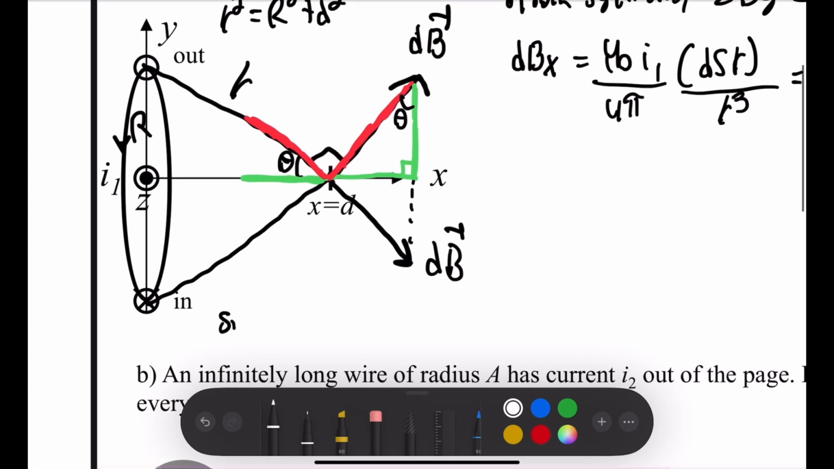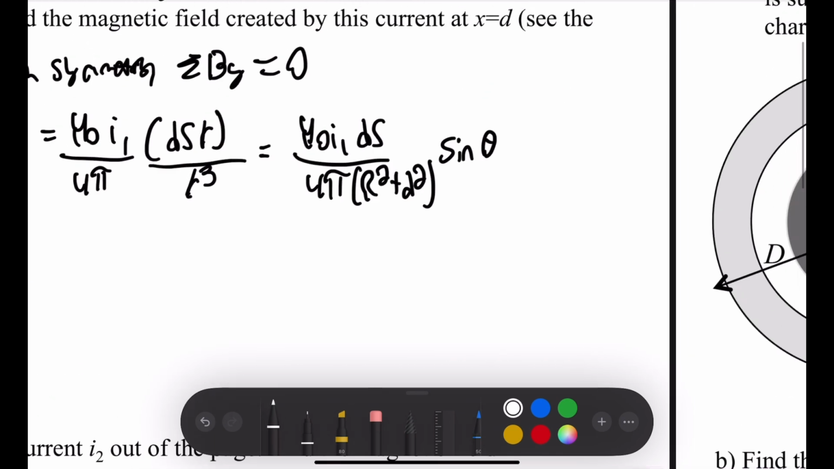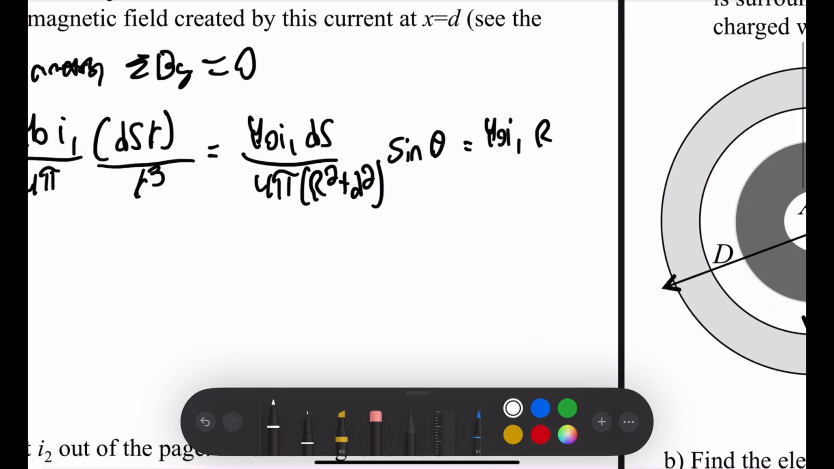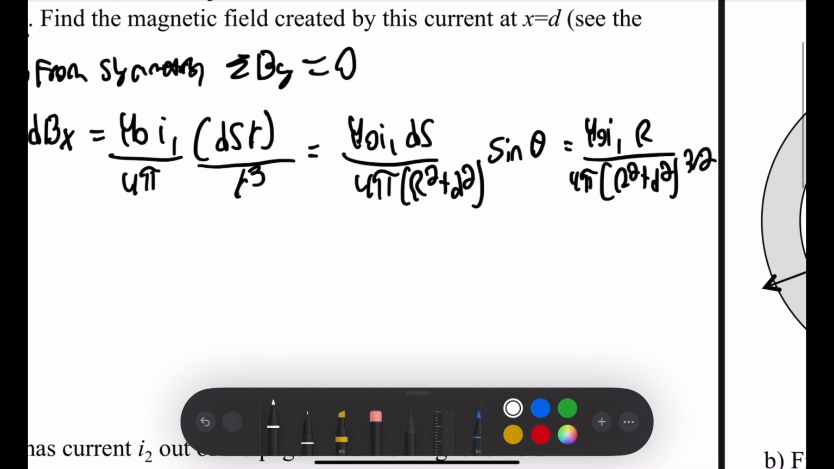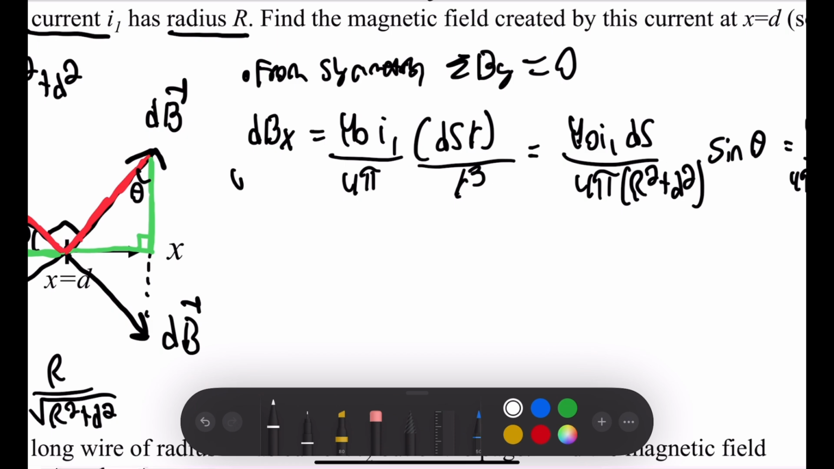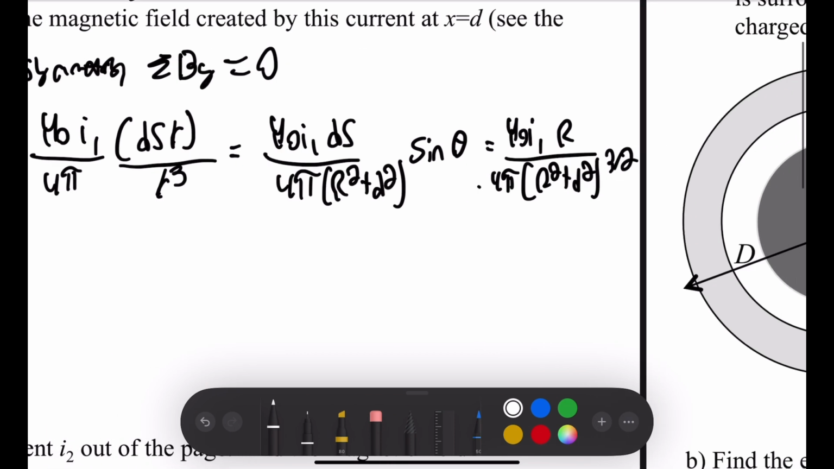So sine of theta is going to be opposite with respect to the triangle on the left, because that's where I have my notes. The opposite is r divided by the hypotenuse, which is just the square root of r squared plus d squared. So this is going to be mu naught I1 r divided by 4 pi times r squared plus d squared to the 3/2. And the last thing I need to do is integrate, because I don't want dB, I want B of x, the actual magnetic field there.